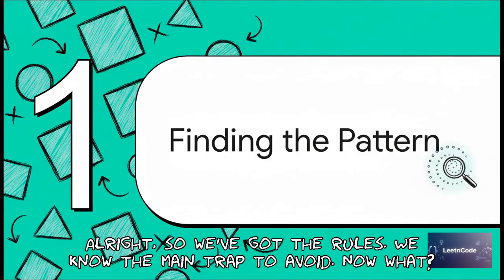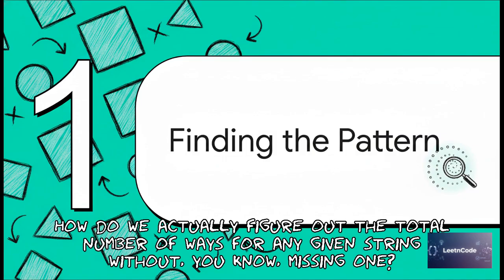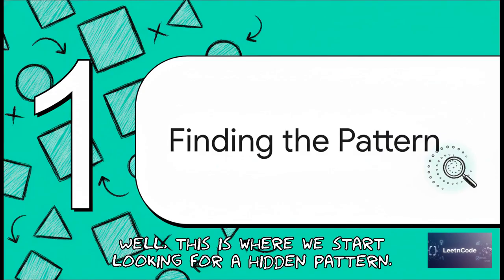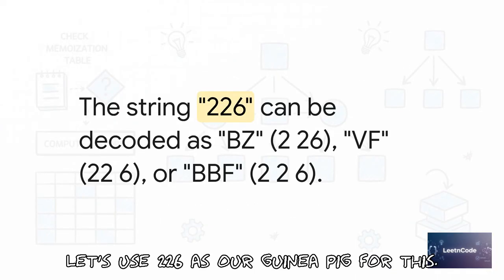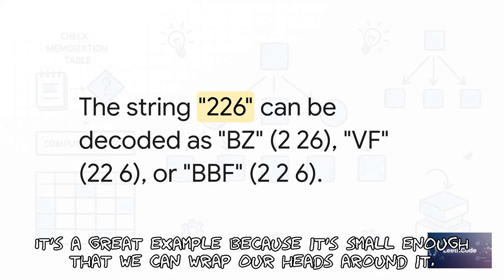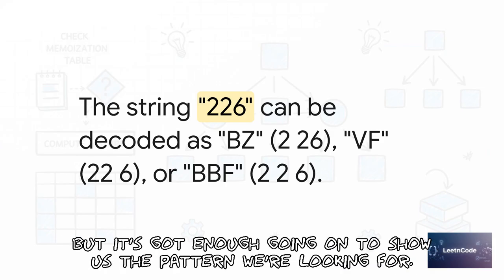All right, so we've got the rules, we know the main trap to avoid. Now what? How do we actually figure out the total number of ways for any given string without missing one? Well, this is where we start looking for a hidden pattern. Let's use 226 as our guinea pig for this. It's a great example because it's small enough that we can wrap our heads around it, but it's got enough going on to show us the pattern we're looking for.